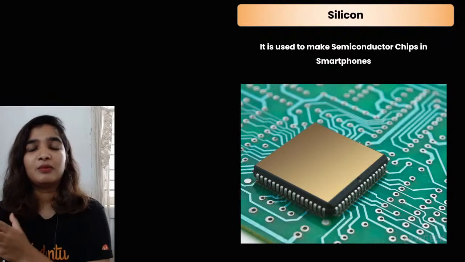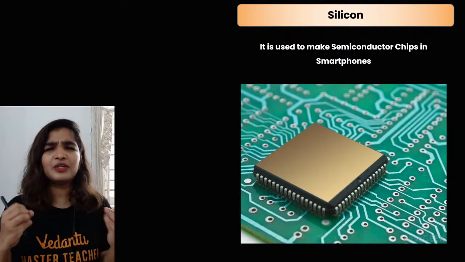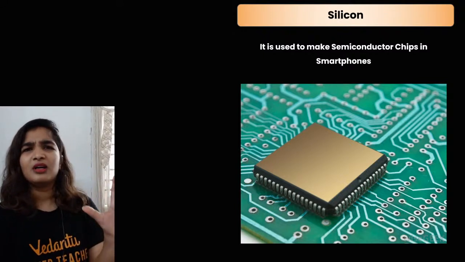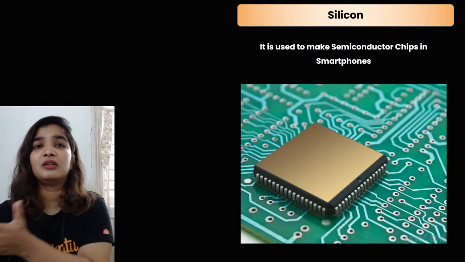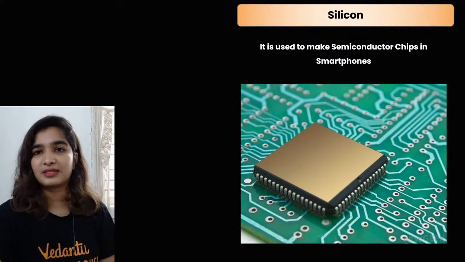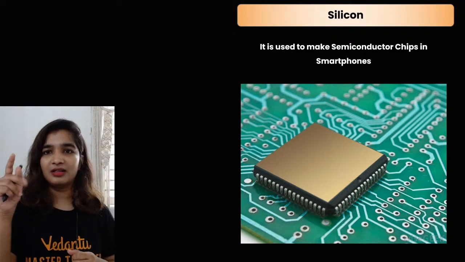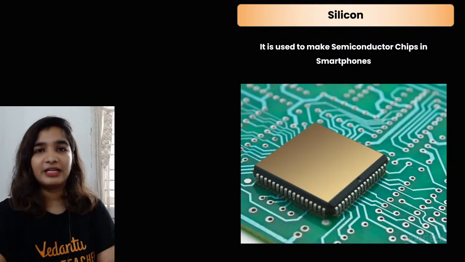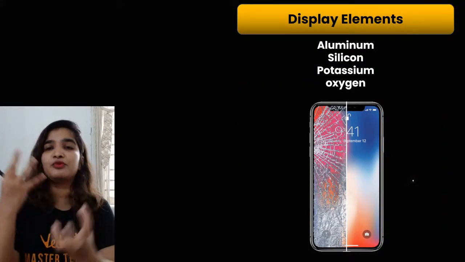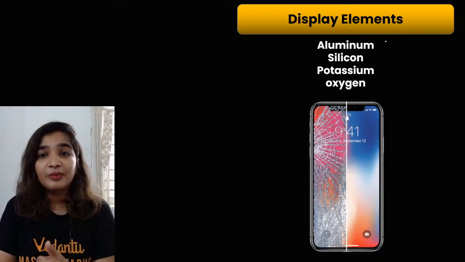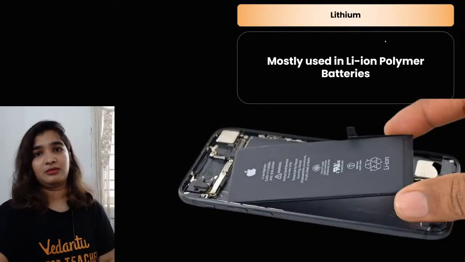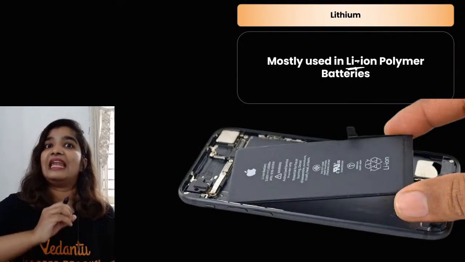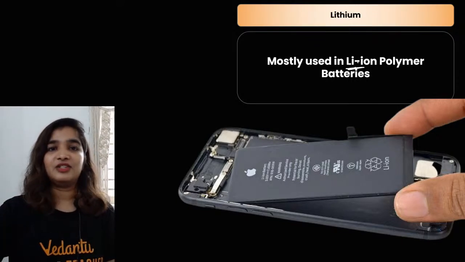Now I will tell you one by one what the important elements are which are present in almost all smartphones. We are not very surprised about silicon's presence in smartphones or any gadgets. It is used to make semiconductor chips, right? That on and off. In most gadgets you will find silicon. To reinforce the display, we use aluminium, silicon, potassium, oxygen. And we are using lithium-ion polymer batteries, which you will find in every electronic gadget, right?